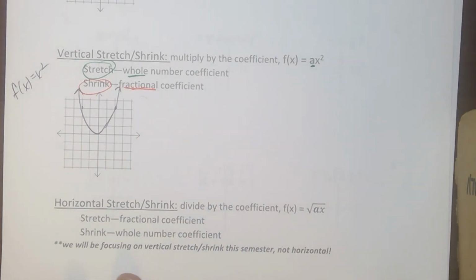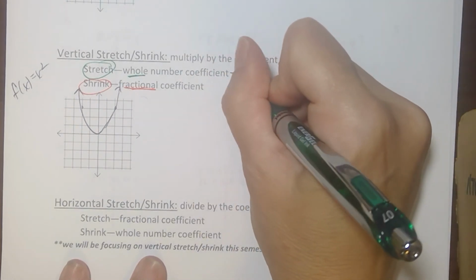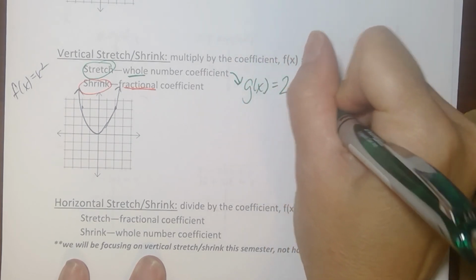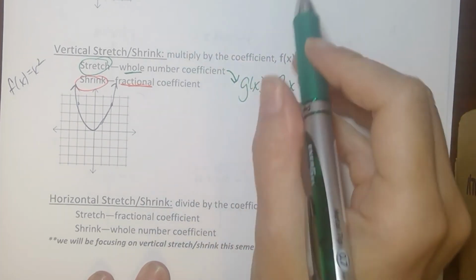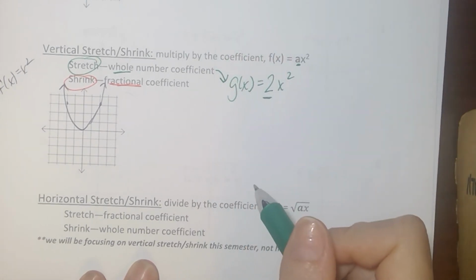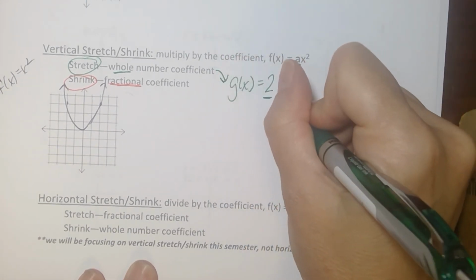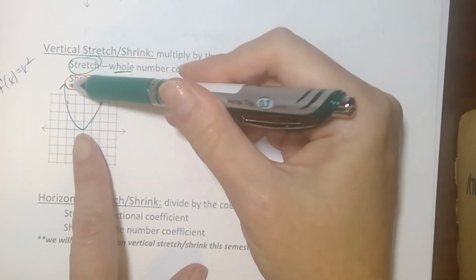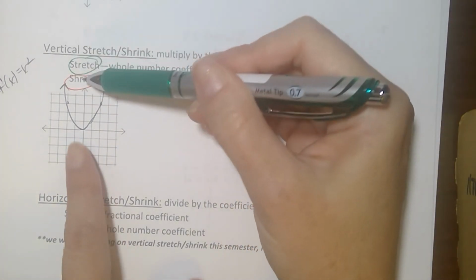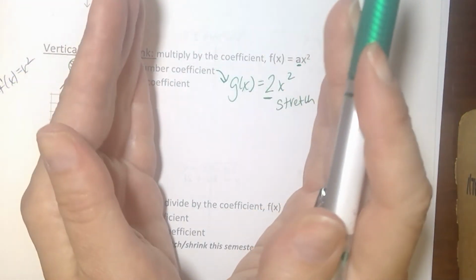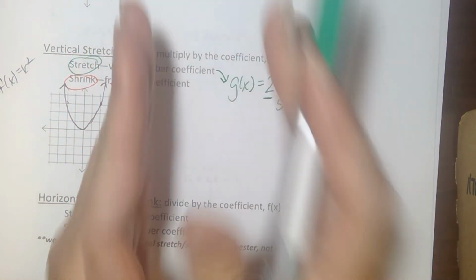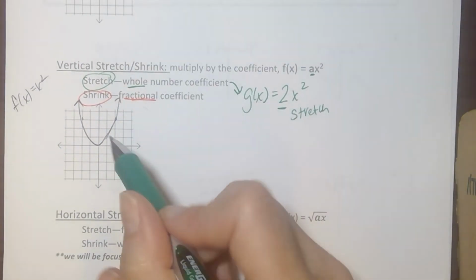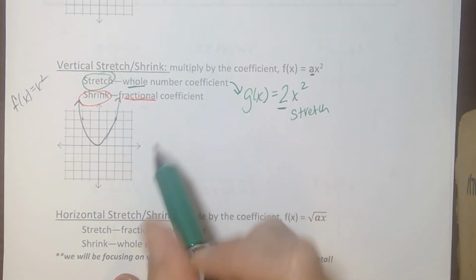Well, what if I want to graph g of x as 2 times x squared? Well, I have a whole number coefficient, so I know it is going to be a stretch. For my parabola, if I take those ends and I pull and stretch, that shape of that parabola I expect to stretch out and get skinnier. Let's see what it does.